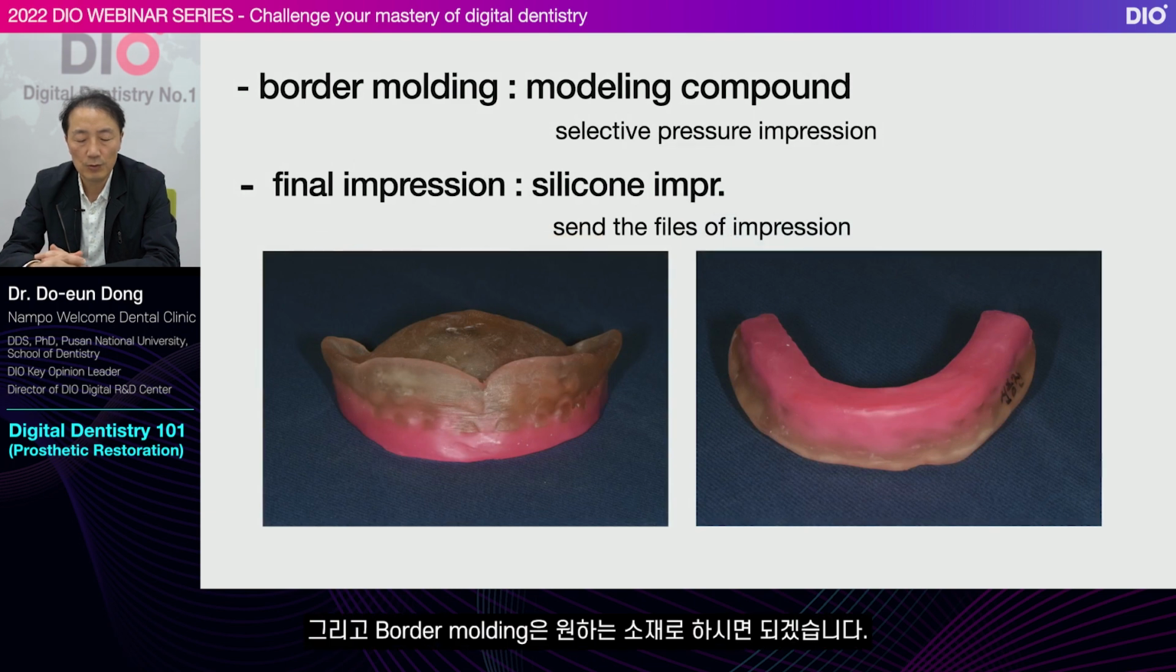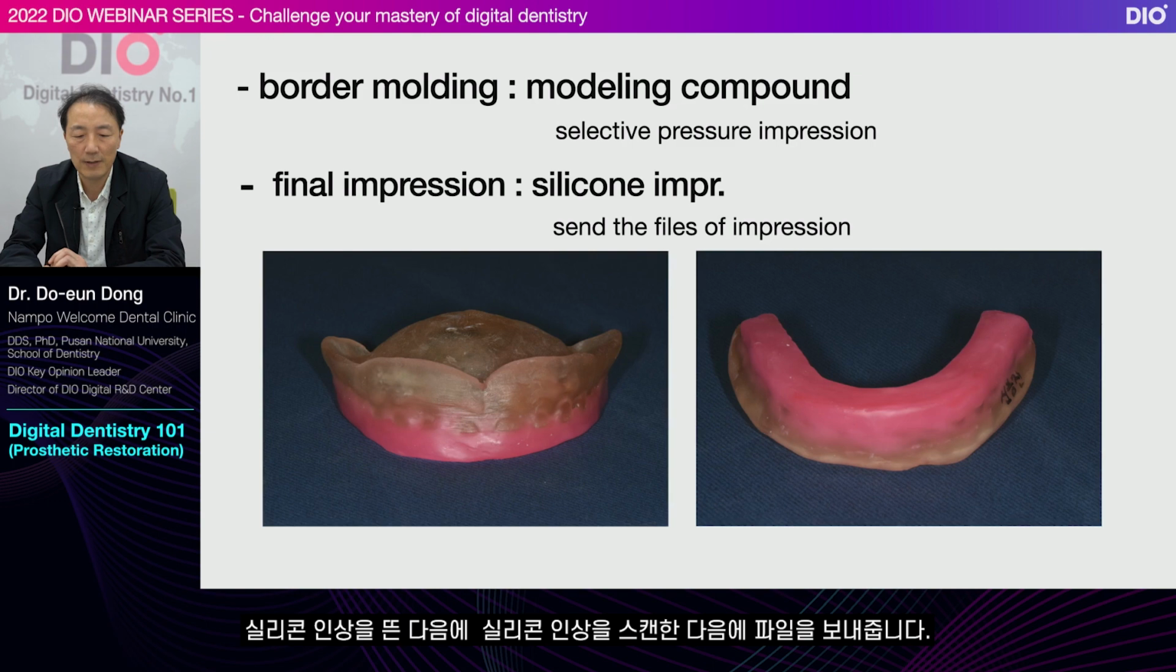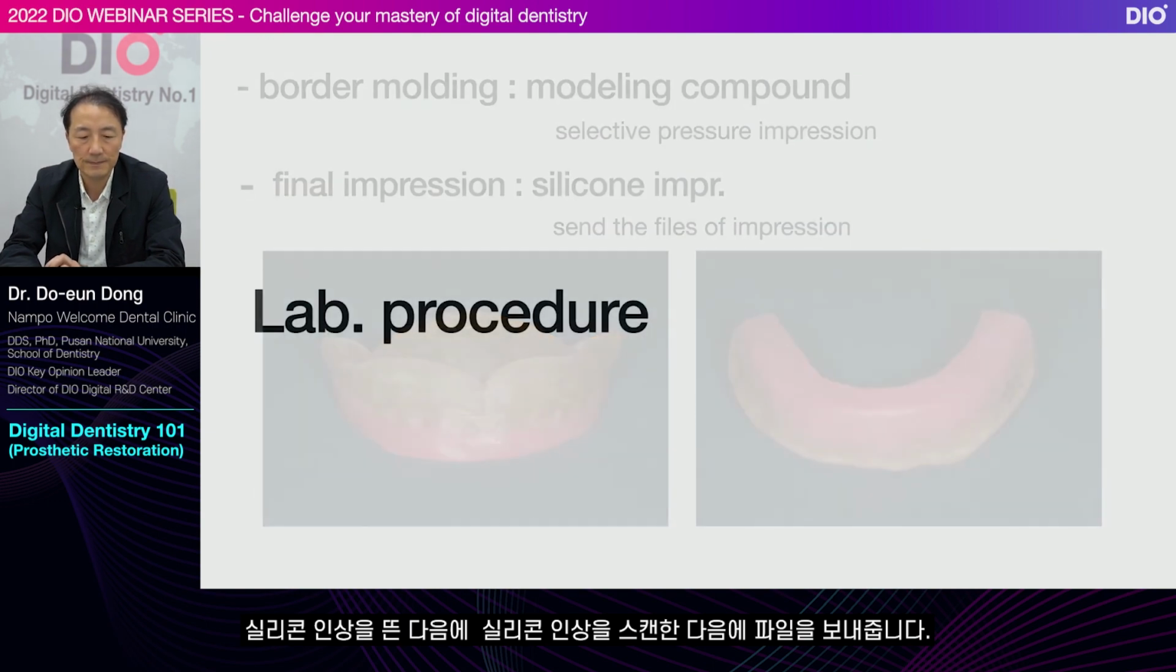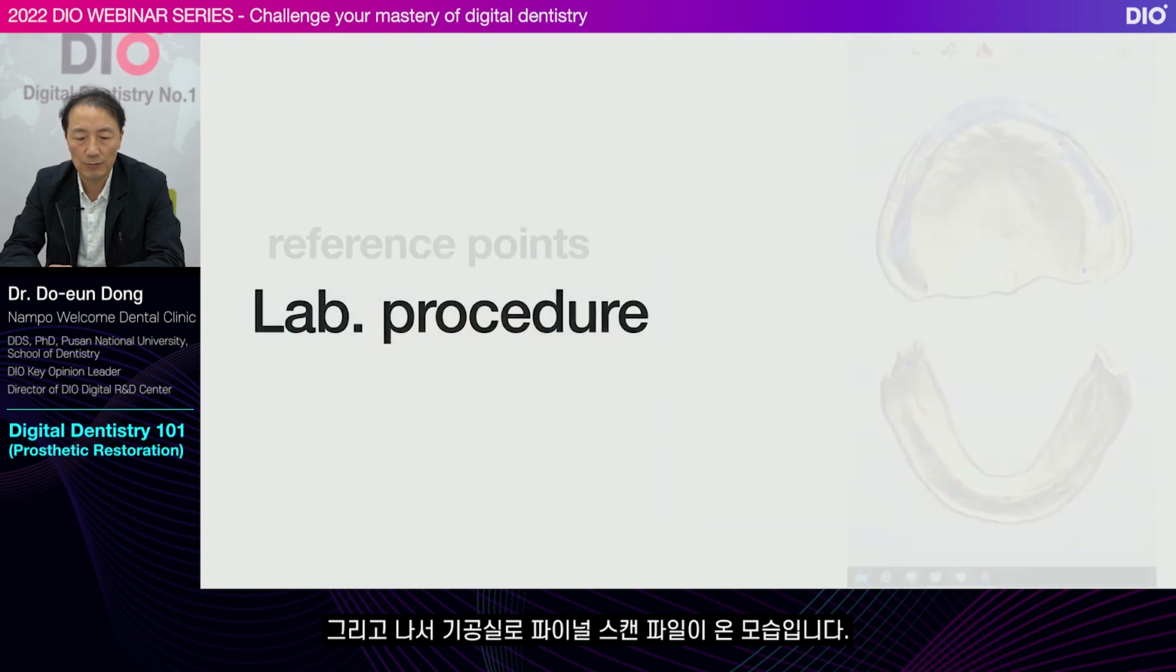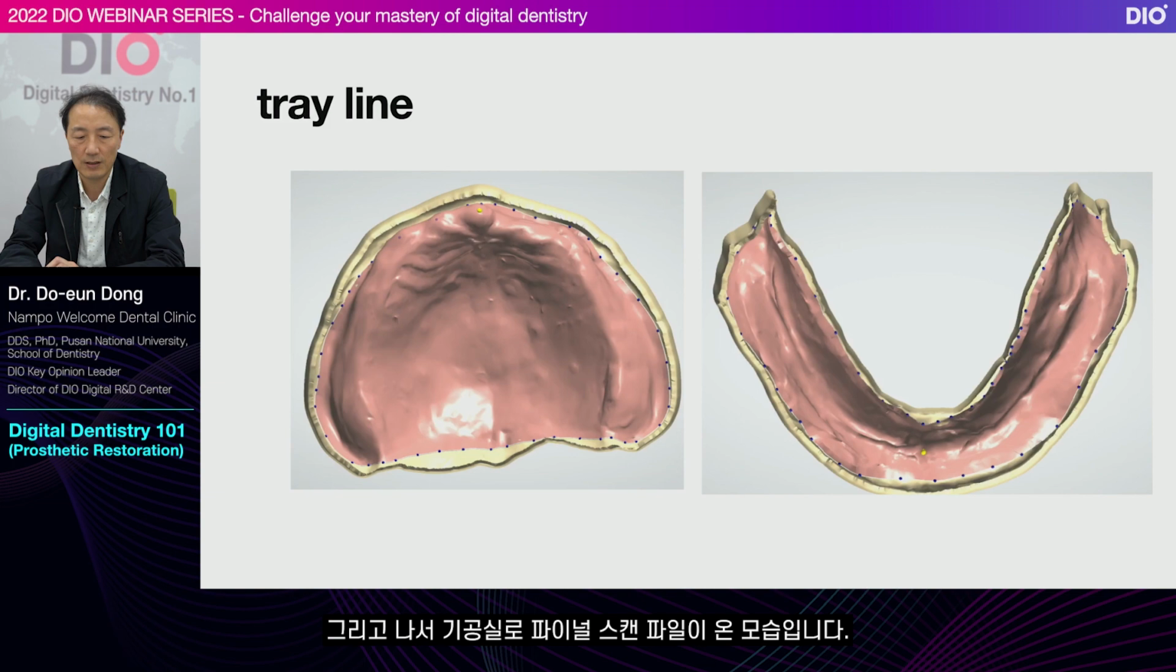And use the material you want for the border molding. I like the modeling compound, because selective pressure is possible. And use silicone for the final impression. You don't scan it. After making a silicone impression, scan the silicone impression and send the file. This is what the final scan file that goes to the laboratory looks like.